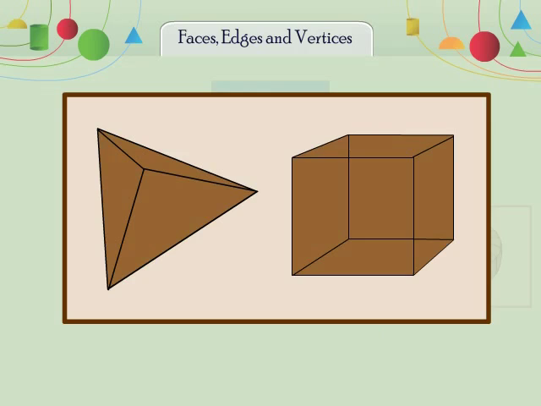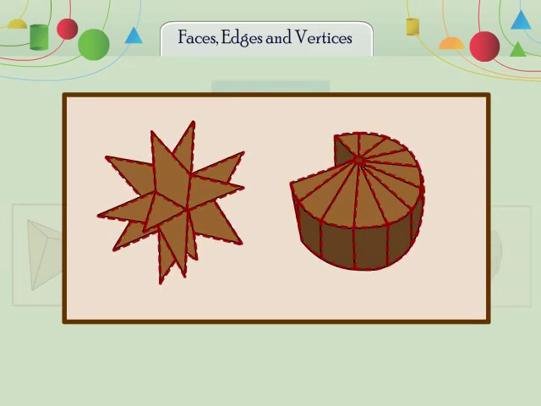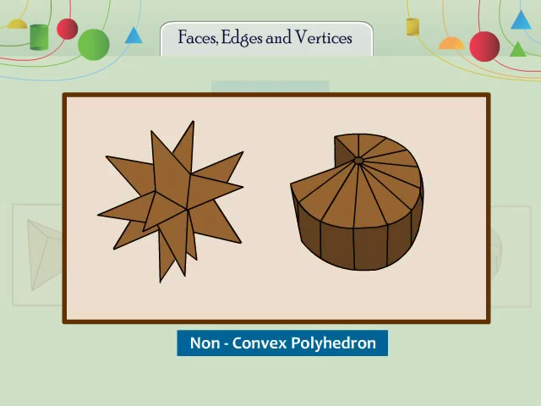The idea of a convex polyhedron is similar to a convex polygon, and if the line segment joining any 2 points on the surface of the polyhedron does not lie on the surface, then it is called a non-convex polyhedron.